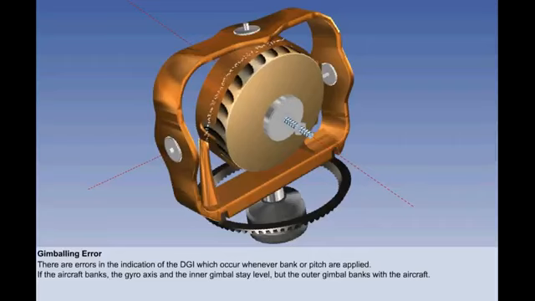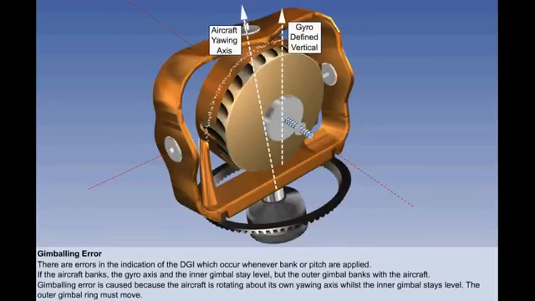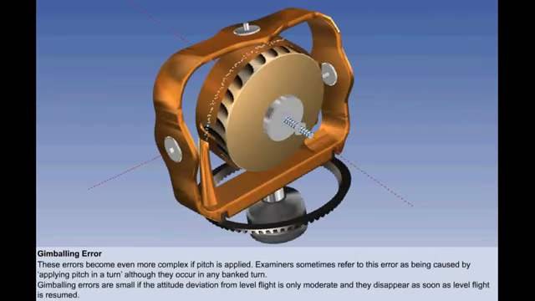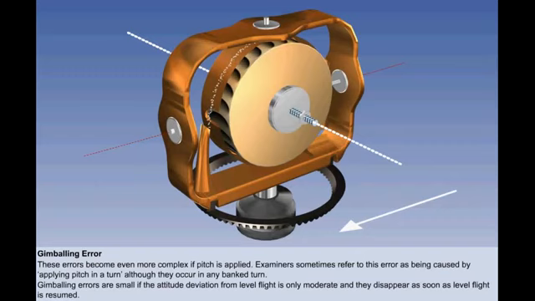The aircraft will start to turn. Gimbaling error is caused because the aircraft is rotating about its own yawing axis, whilst the inner gimbal stays level. The outer gimbal ring must move. These errors become even more complex if pitch is applied. Examiners sometimes refer to this error as being caused by applying pitch in a turn, although they occur in any bank turn. Gimbaling errors are small if the attitude deviation from level flight is only moderate, and they disappear as soon as level flight is resumed.